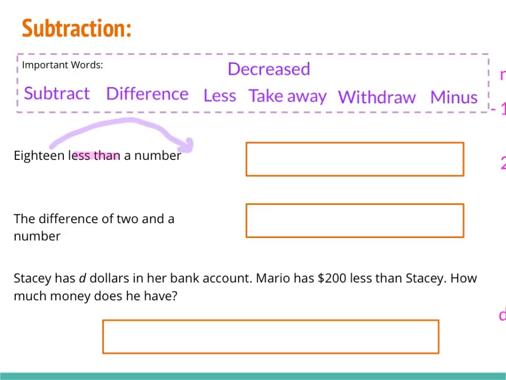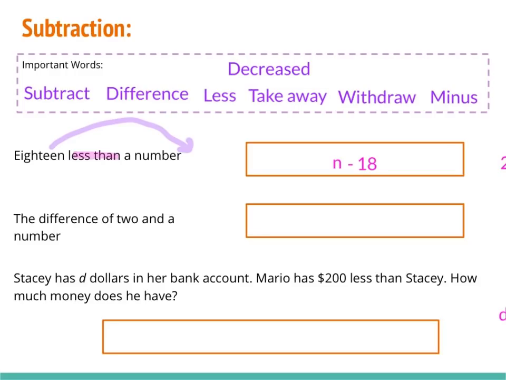So we know we have a number. They haven't told us what the number is, so I'm going to be using the variable n. And it says 18 less than, so I know the 18 is going to be moving to the back, so n minus 18.